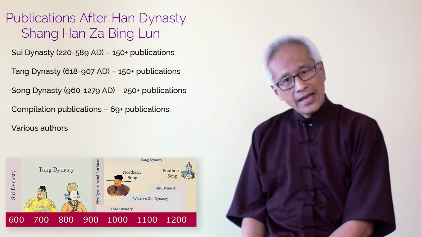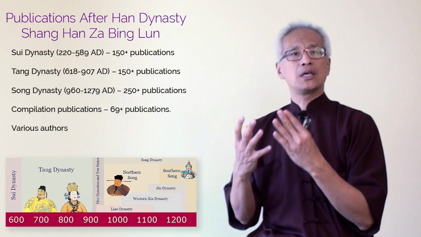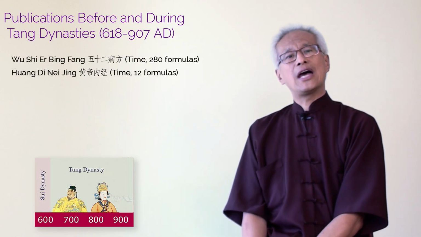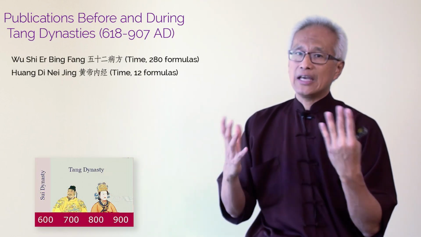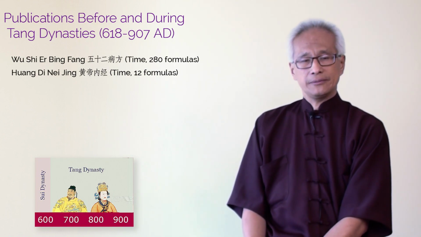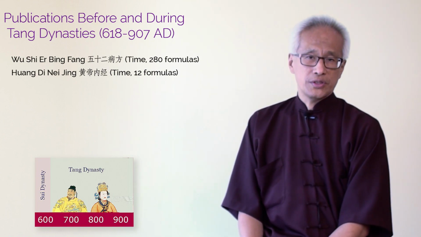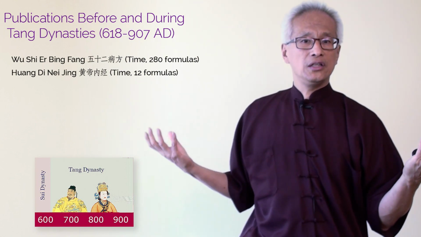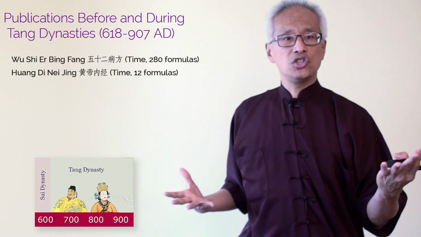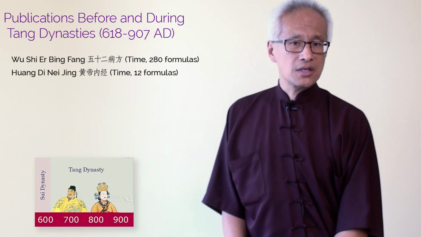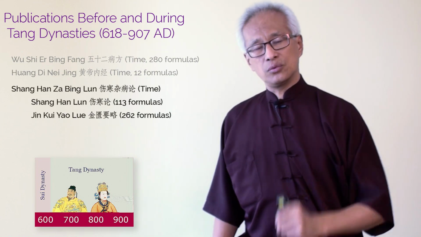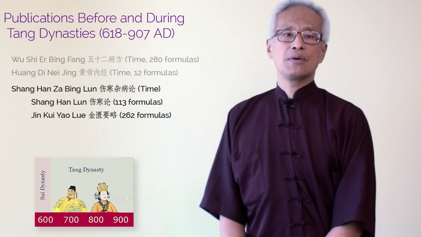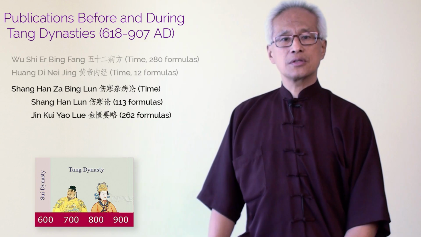Now, if we can break it down and say, what are the publications before and during the Tang Dynasty, which is about 618 to 907 AD. So it's around 80 years around that time. Now, there are several of them. For example, Wu Se Bing Fang, that is with 280 formulas. Huang Jing with 12, 13 formulas I discussed earlier. Shanghan Zabing Lun, we talk about 113 to 262. Added up together, you're talking about 375 formulas.